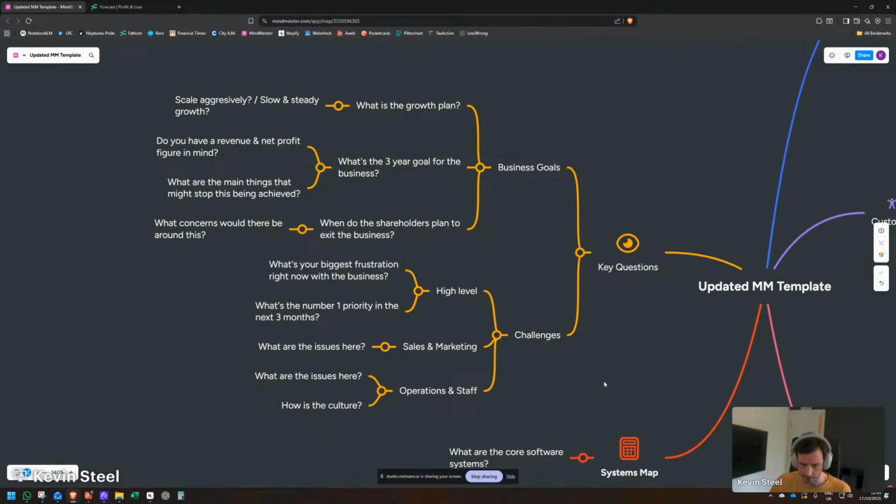And funnily enough, sales and marketing and operations and staff can actually end up taking the most time out of this entire document, which is quite funny considering I'm a fractional CFO. I'm not a sales and marketing or an operations person. But it's just a strange observation that these can take up a lot of time and often end up being the biggest parts of this entire thing.